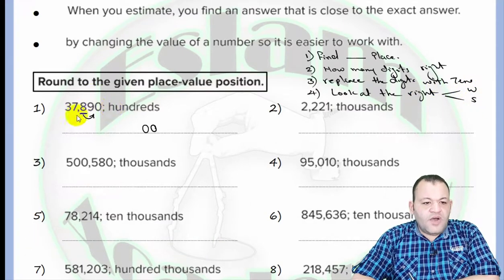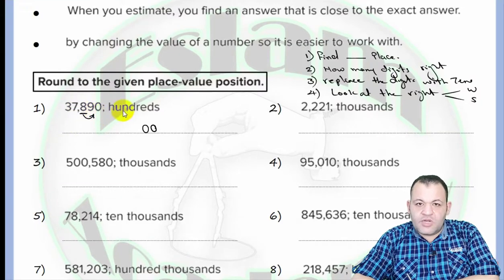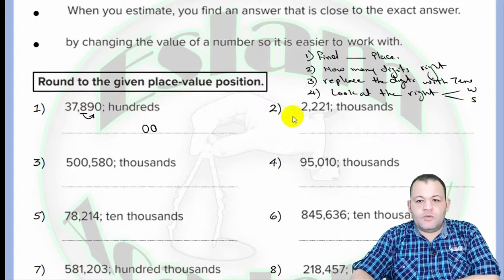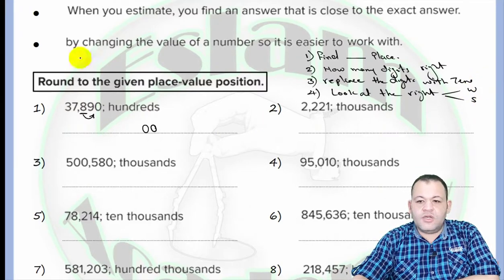So number 1, we find the digit 8, which lies at the 100 place. Count how many digits are at the right, which is two digits, so we replace them with two zeros. The number which lies at the right is 9. 9 is from the strong numbers, because we said that weak numbers are 0, 1, 2, 3, and 4, and the strong numbers are 5, 6, 7, 8, and 9. So 9 is a strong number.